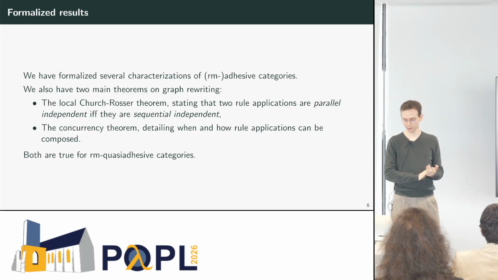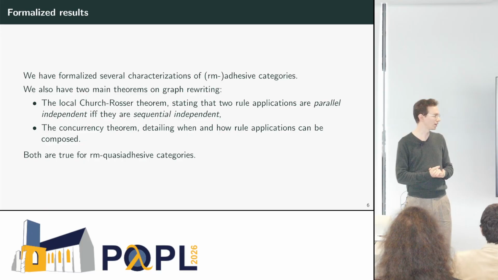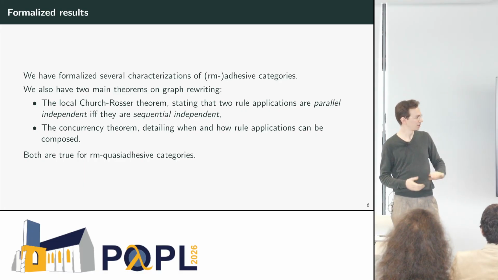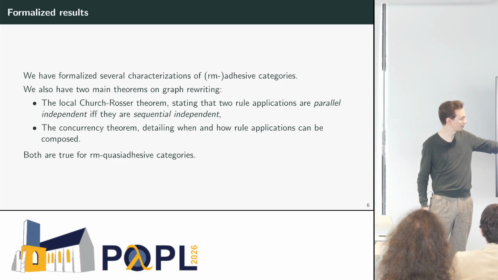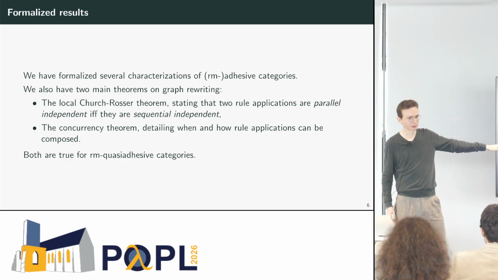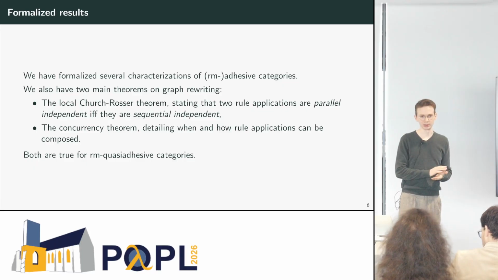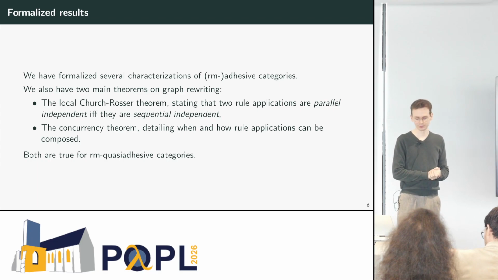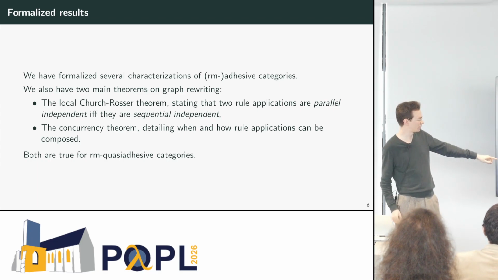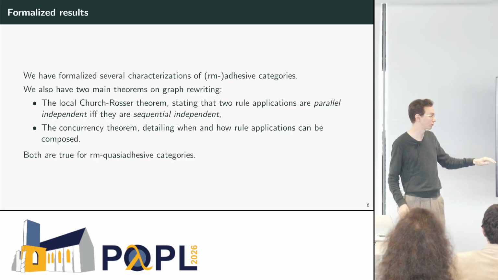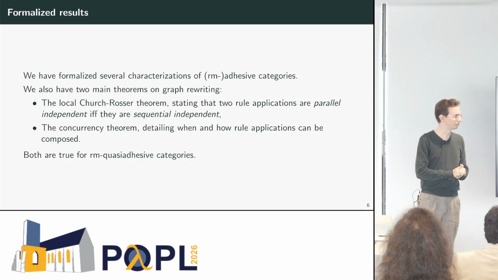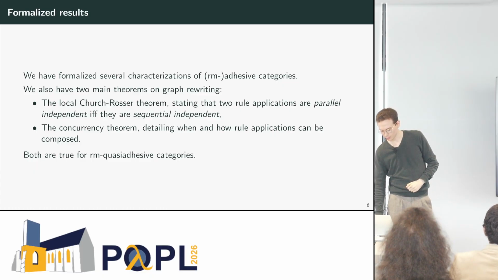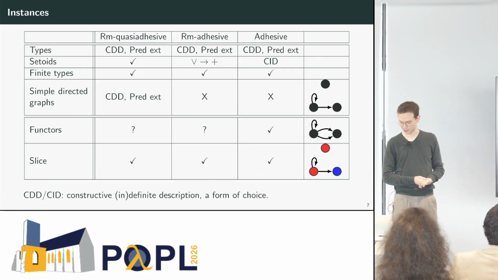And the concurrency theorem details when and how you can compose rule applications. Here we talked about sequential independence. The concurrency theorem is more about the case where two rule applications are dependent sequentially. And both of these theorems are true for RM quasi-adhesive categories, so they are true for the whole hierarchy of adhesive categories. We also have formalized instances.